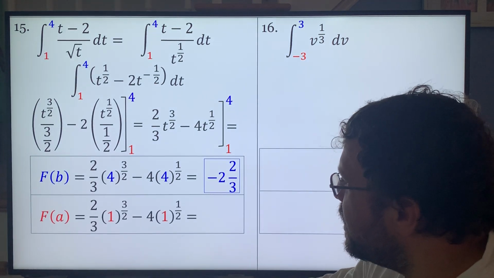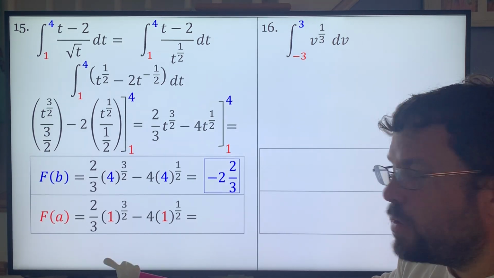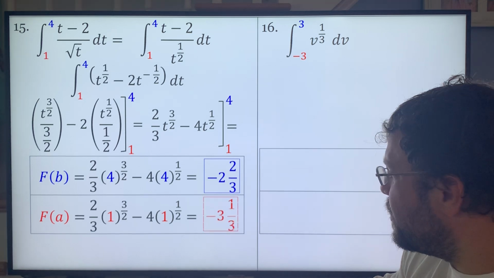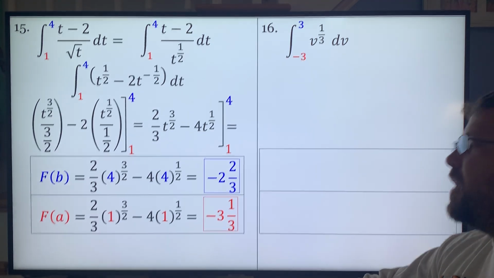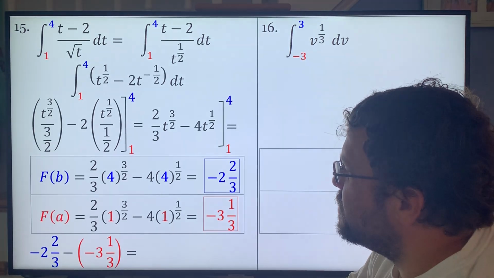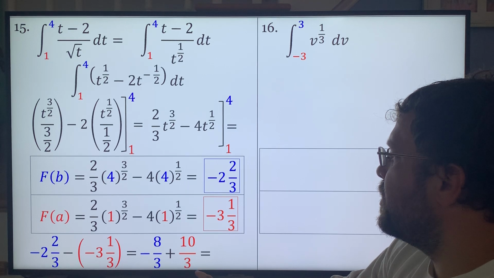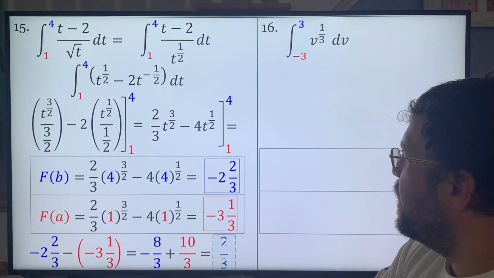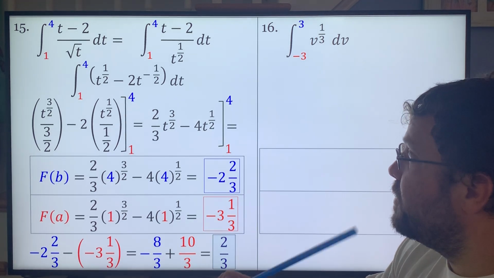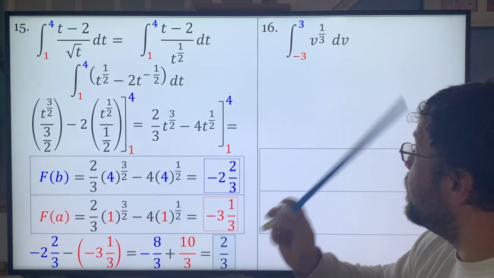F of A, when you plug 1 in here, this is obviously 1 and 1/3. So 2/3 minus 4, 2/3 minus 12 over 3, which is -10 over 3 or -3.5. Subtract the 2, that means this becomes a plus. -8/3 plus 10/3. Always nicer to put it in here than there. Yeah, it's just 2/3. You don't have to, but it is what it is. We all right? All right, 16.